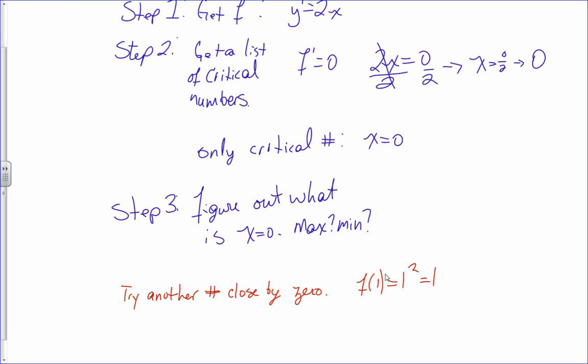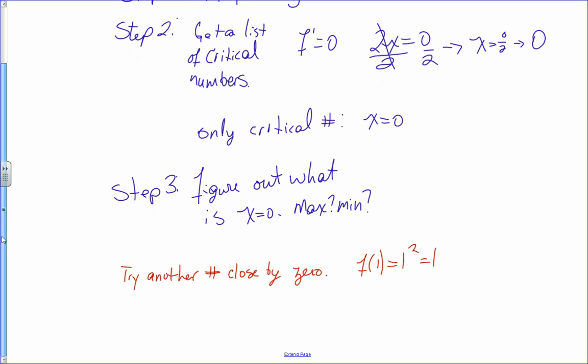If we plug in 0, we get out 0. So that's going to be our critical point, 0 comma 0. But if we plug in x equals 1, we get y equals 1, which is a little higher. Imagine this was a graph; that should be 1, 1. Since the point for a number close to 0 is higher than what we got for x equals 0, that means our critical point x equals 0 is a minimum.